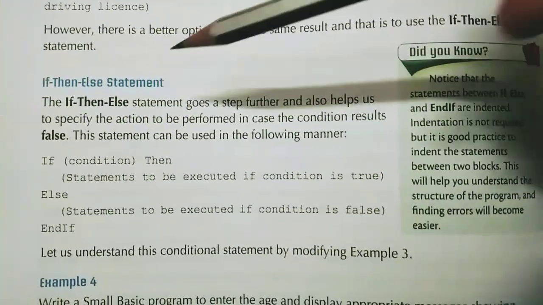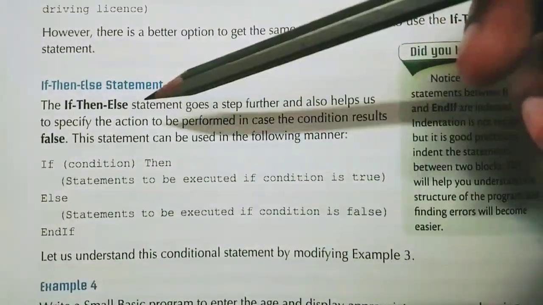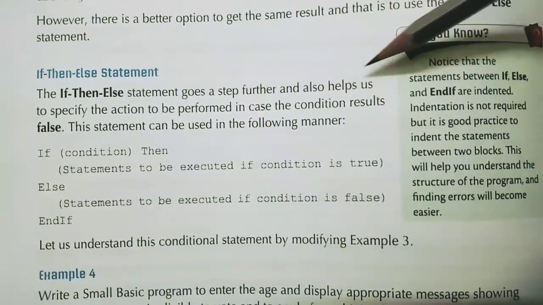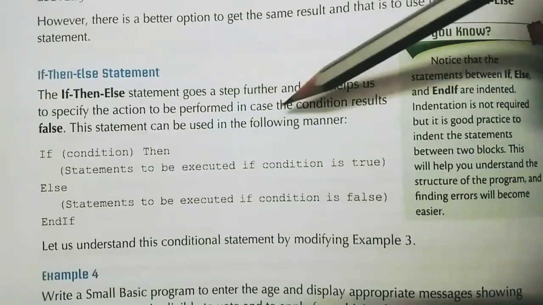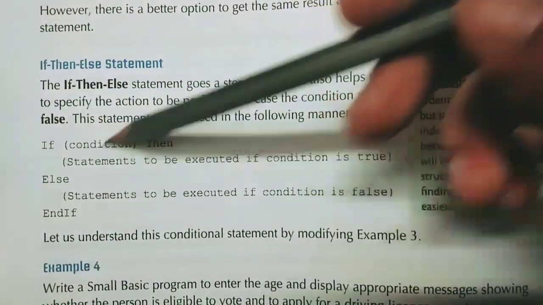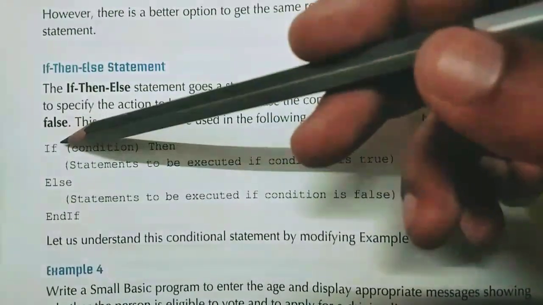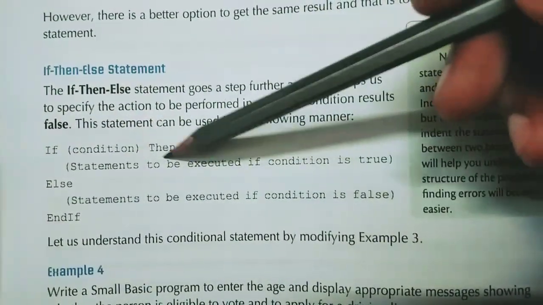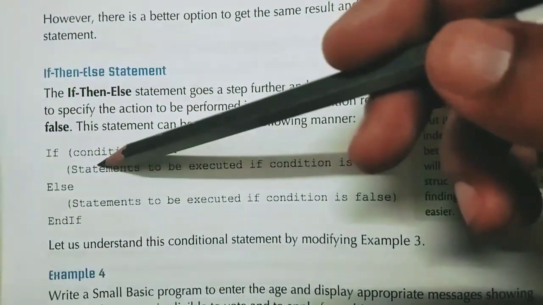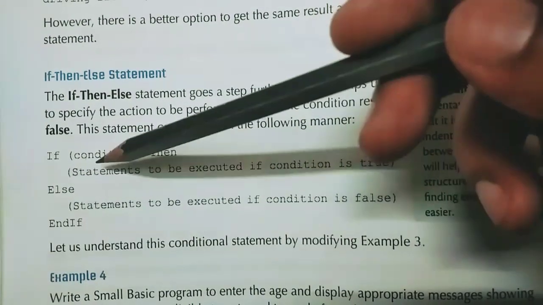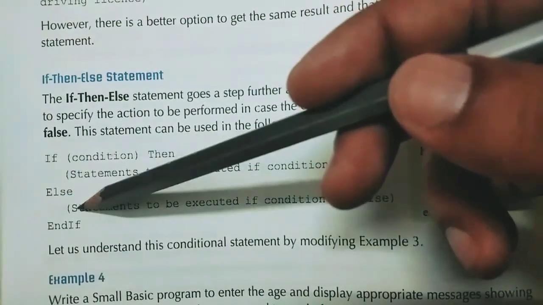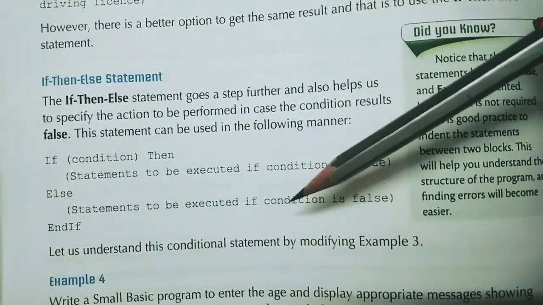The next type of conditional statement is the if then else statement. So the if then else statement goes a step further and also helps us to specify an action to perform in case the condition results false. Suppose one condition is given, same thing like the previous one: if condition then, if this condition is true, then print this statement. Now the new thing is Else. That means if this condition is not true, else, then it will print another message.